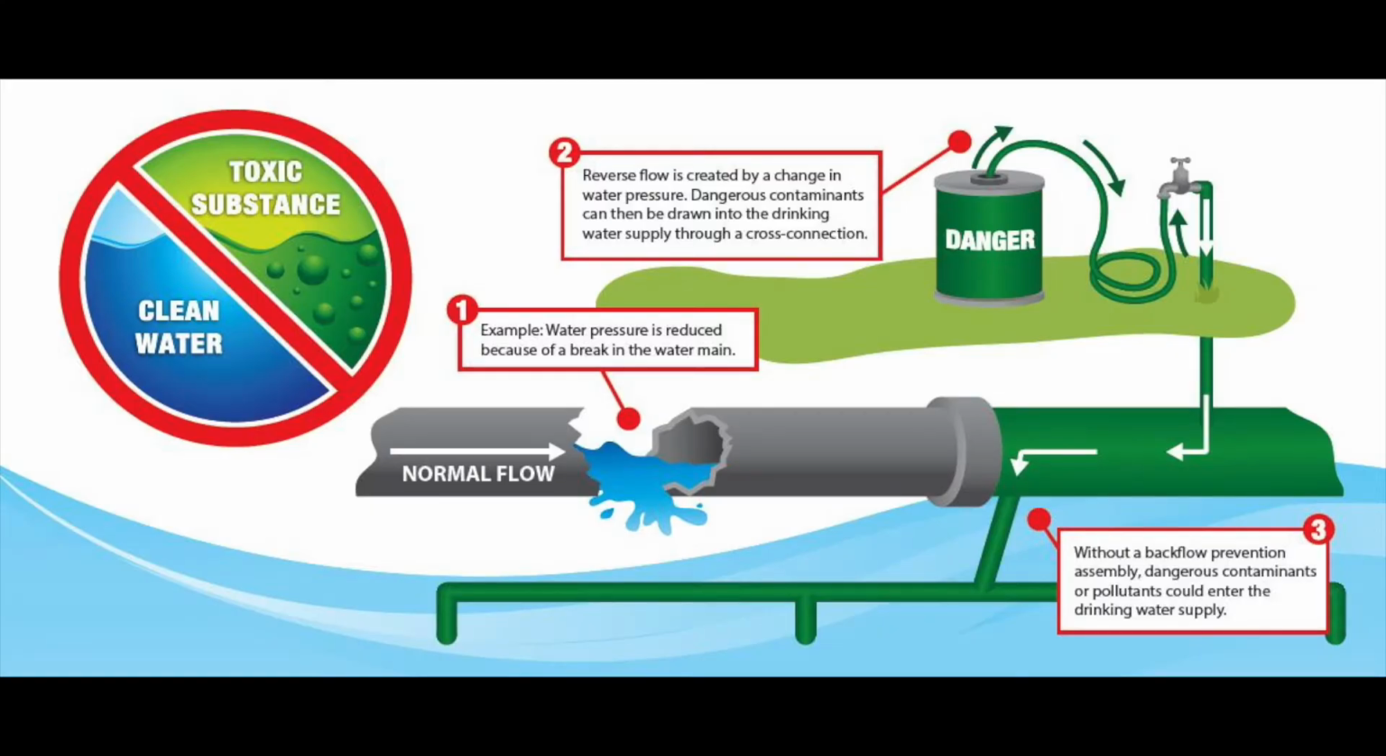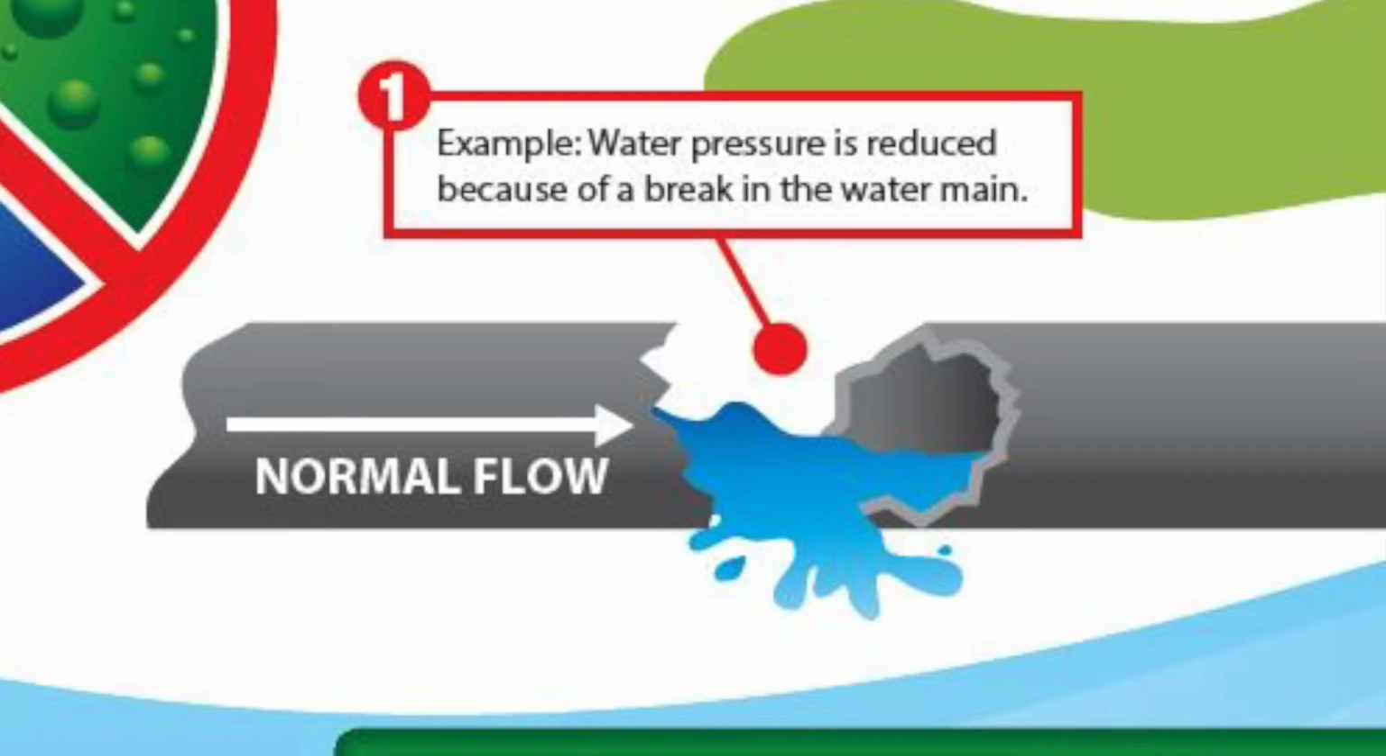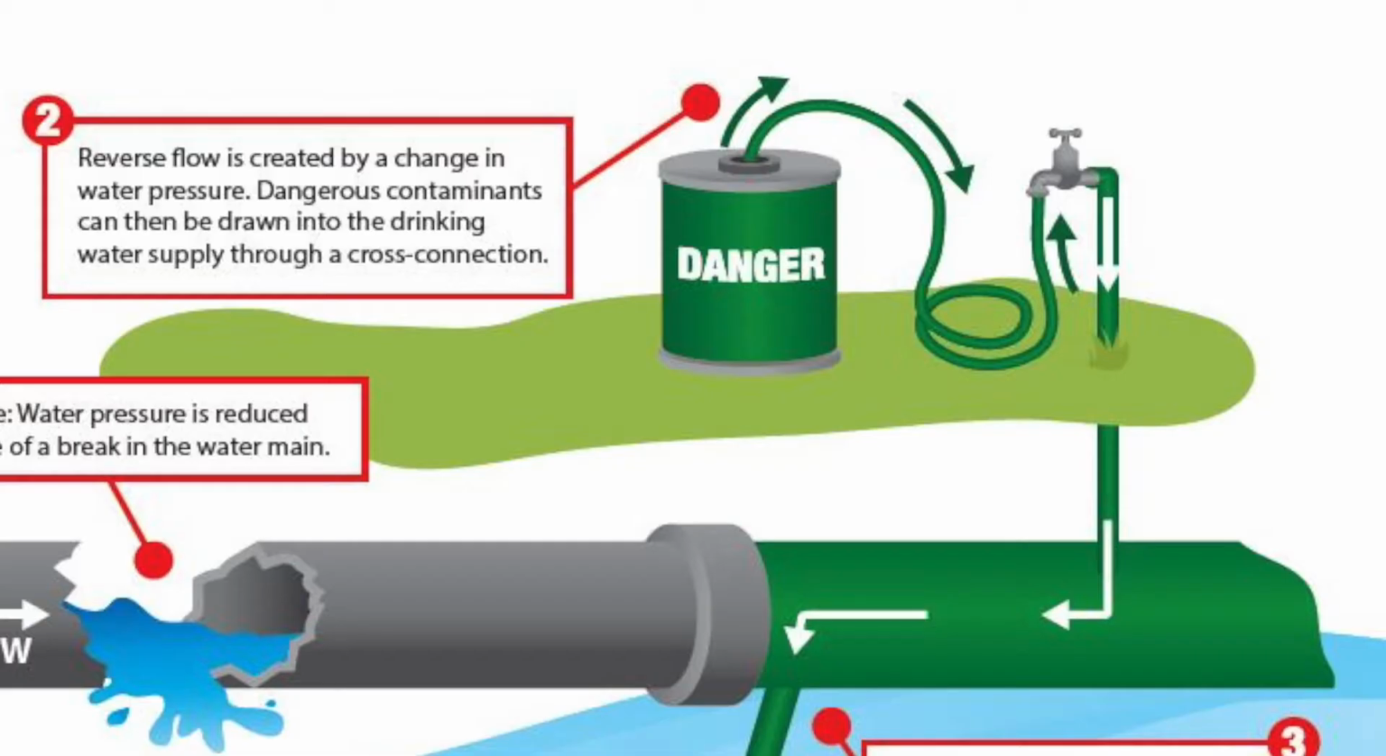Now, how is backflow created? You can look here. Example number 1, water pressure is reduced because of a break in the main line. So you can imagine you have this main line pushing water into whatever. If that line breaks, it's going to reduce pressure and draw back in. Look at example number 2. Reverse flow is created by the change in water pressure. Dangerous contaminants can be drawn into the drinking water supply through cross connection.